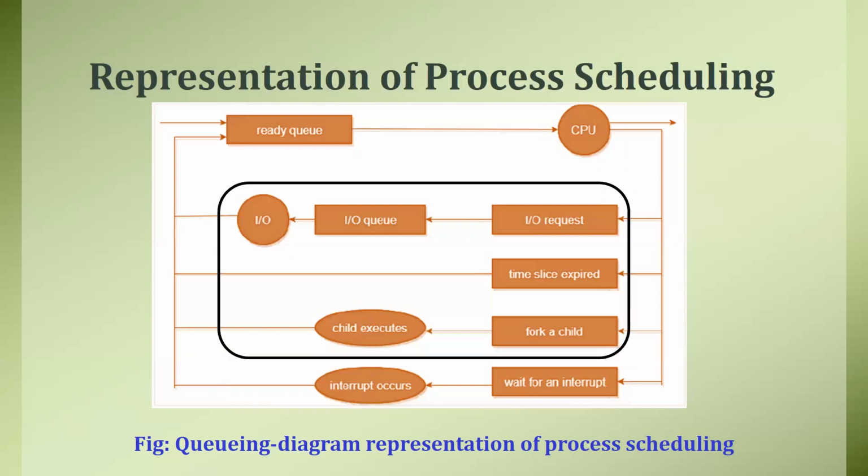In the first two cases, the process switches from the waiting state to the ready state and is then put back in the ready queue. A process continues this cycle until it terminates, at which time it is removed from all queues and has its PCB and resources deallocated.